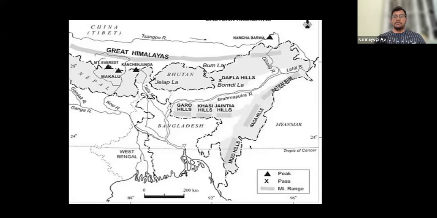Then here we have Mizo Hills, Naga Hills, Patkai Bum in part of Assam, then Dafla Hills in Arunachal Pradesh. So this is also important. Namcha Barwa is a peak where the Brahmaputra river hits and then takes a turn towards Indian territory from Tibet, right? So this is also important.